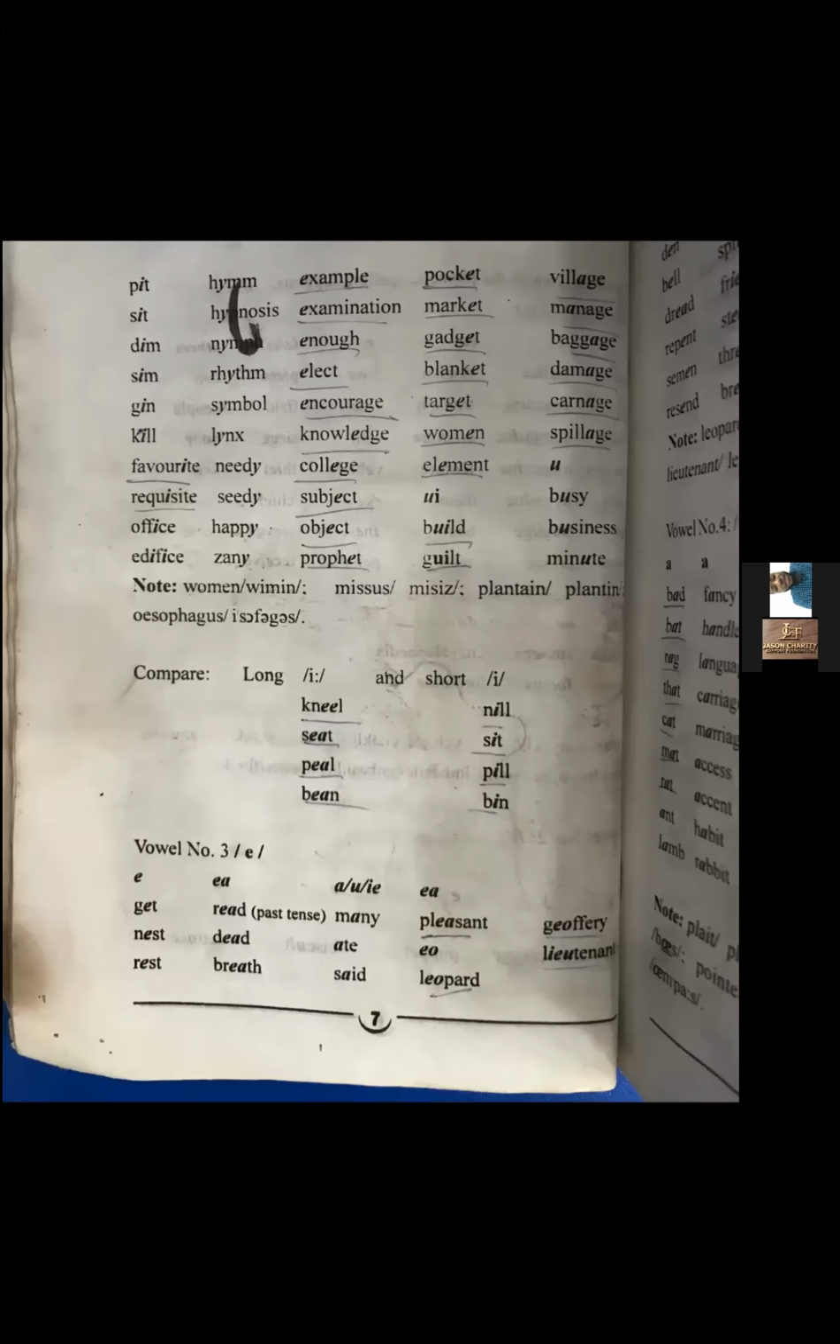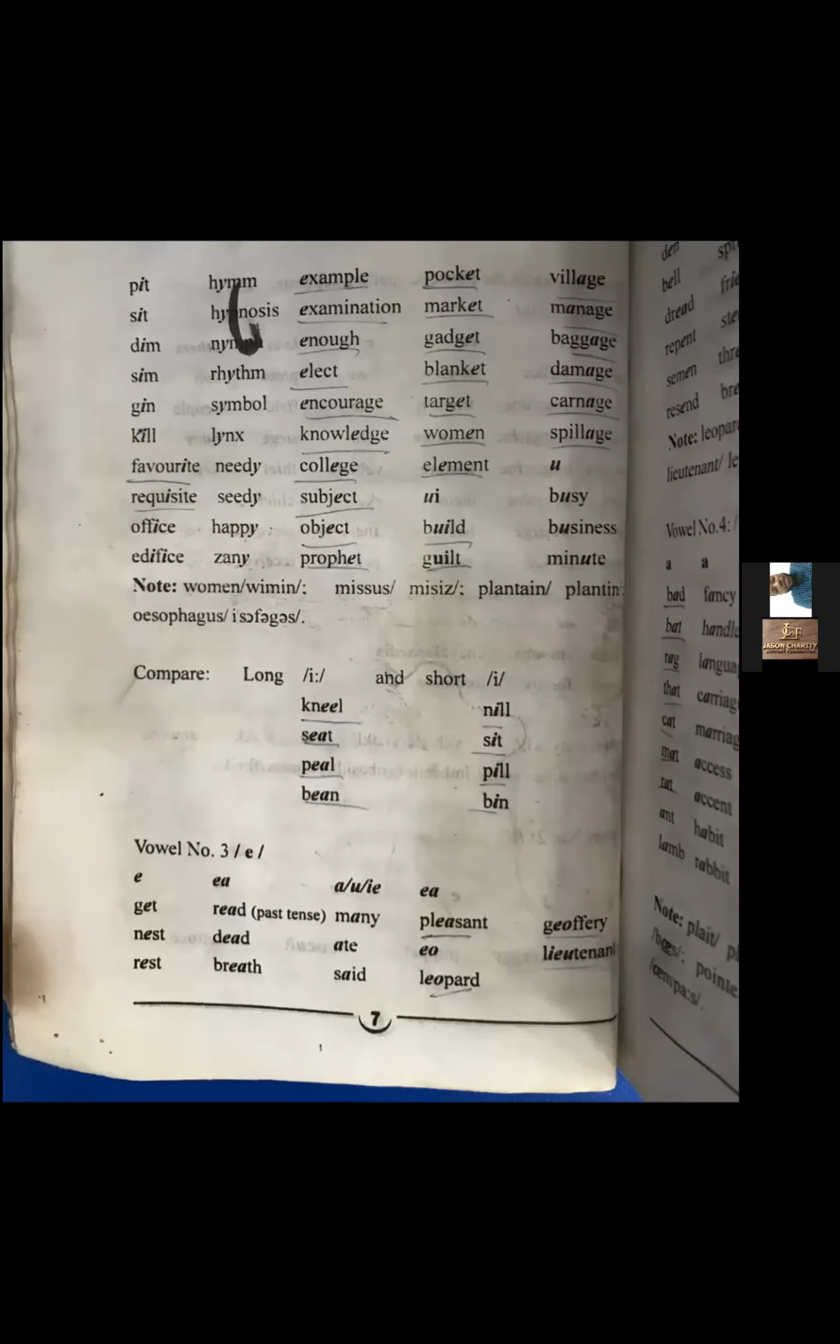And then we also have it in example, examination, enough, elect, encourage, knowledge, college, subject, object, prophet. Can you see the way I pronounced this set of words? I did not say example. It is example, examination, enough, elect, encourage, knowledge, college, subject, object, prophet.